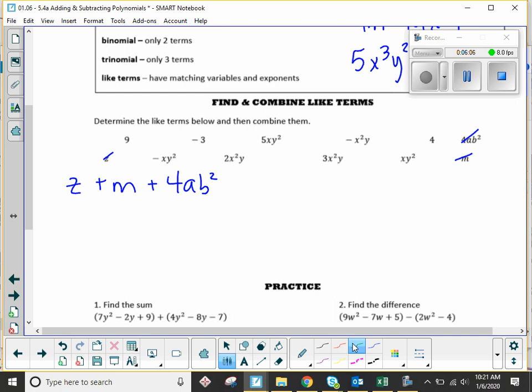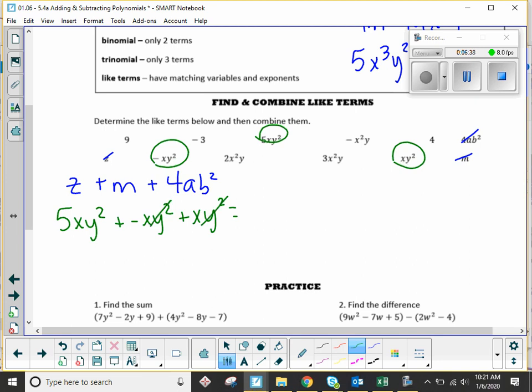Give me another thing. No, I think we got all those. This one, 5xy squared. Okay, so 5xy squared matches with negative xy squared, so I'm going to add that, and positive xy squared. So now here's the thing. Yeah, so these cancel. So what's my answer there? 5xy squared, okay.